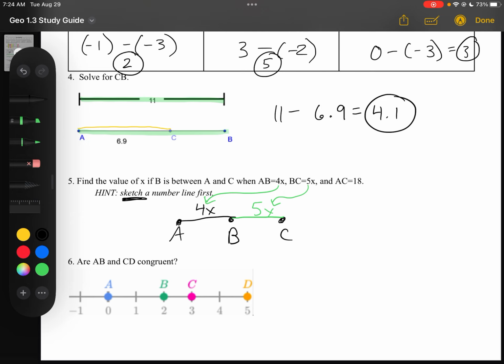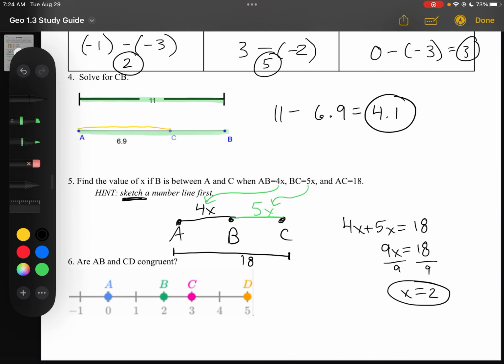And then we're told that all the way from A to C, the whole distance is 18. Well, if we add up 4x plus 5x, that represents that entire distance of 18. So if we divide, we can solve to get x equals 2. And that's what we're looking for, it's just x equals 2.